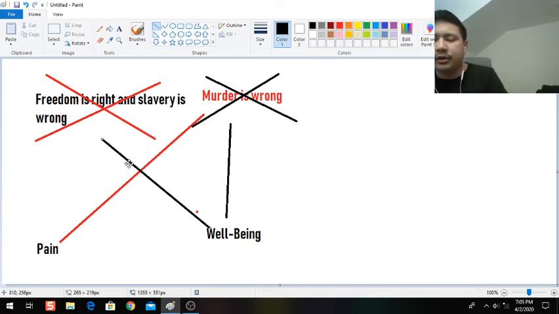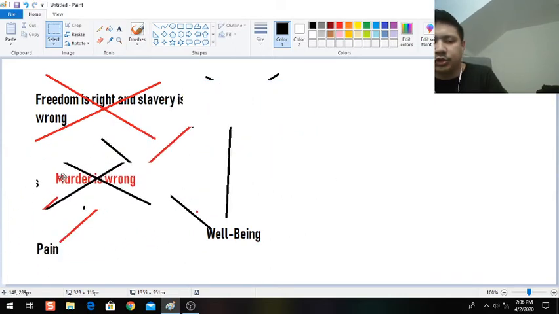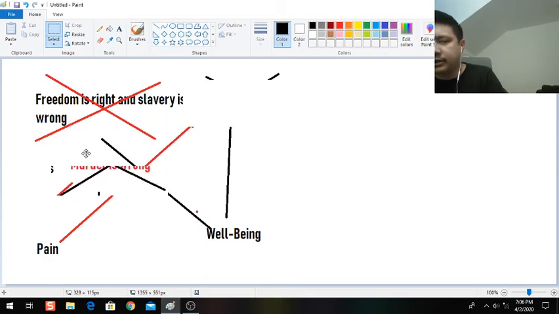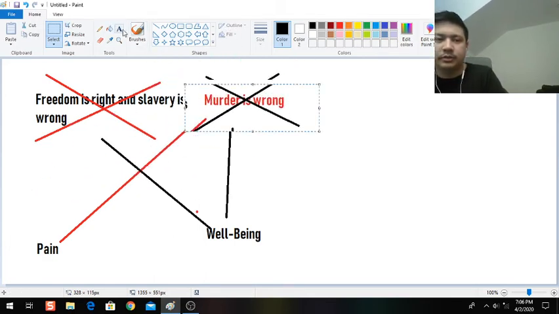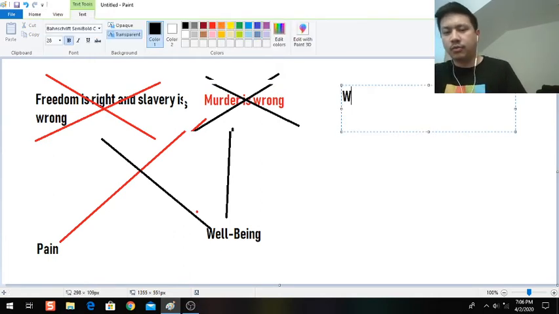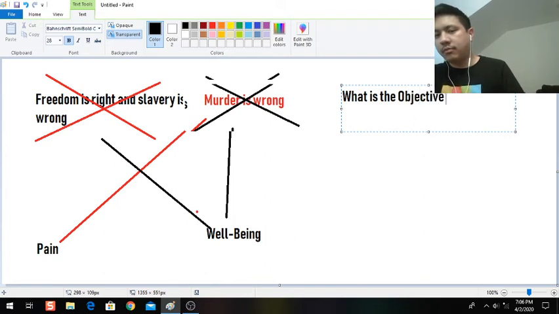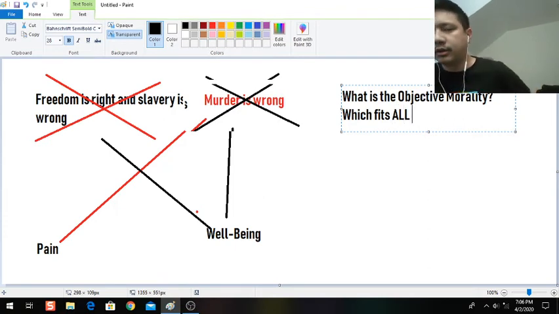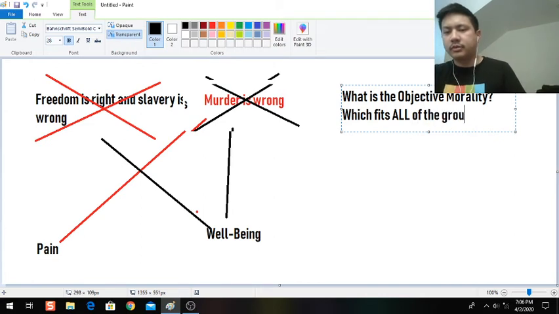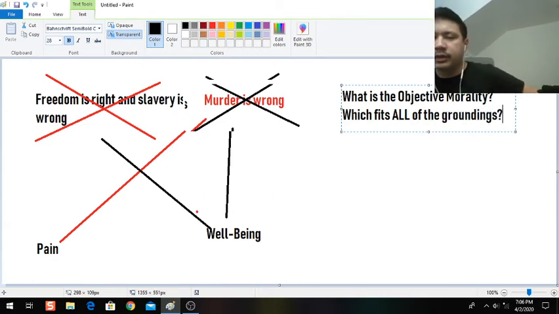So the grounding here is where I fundamentally disagree. In order for something to be objectively correct, mores or codes of conduct such as this will always be right no matter which grounding they're on, right? So when I'm asking you, John, and hopefully you can answer this, what is the objective morality which fits all of the groundings? Where does it lie? What are these morals?